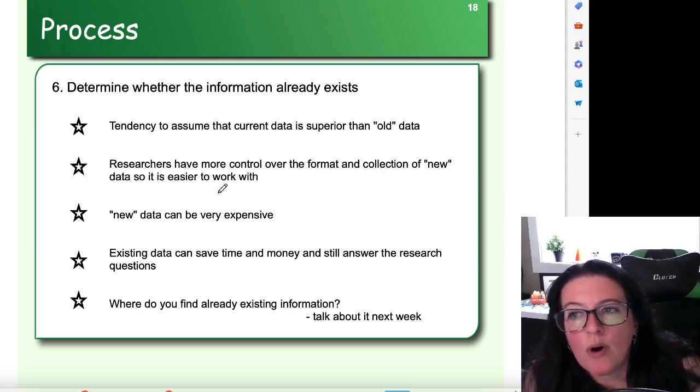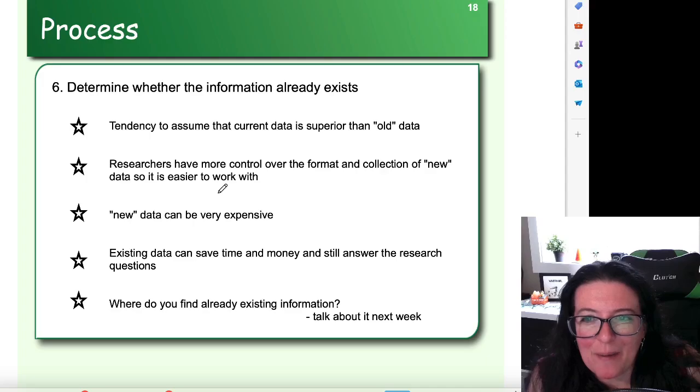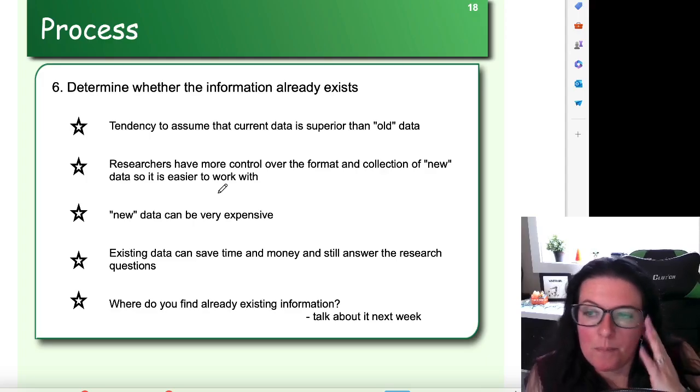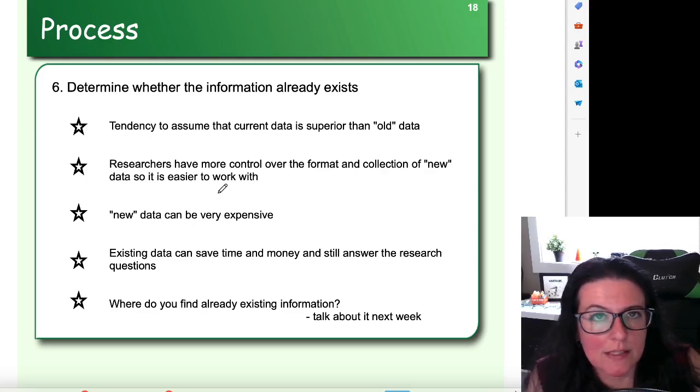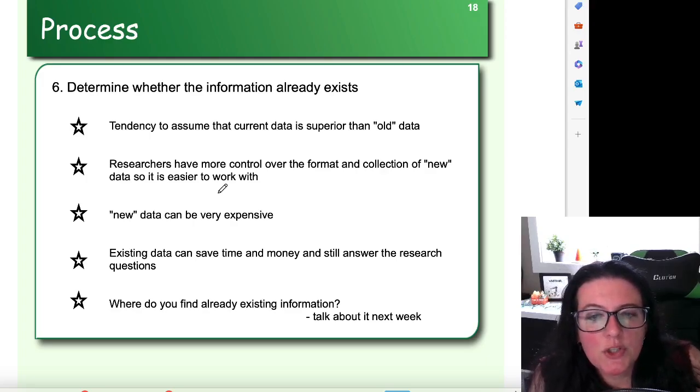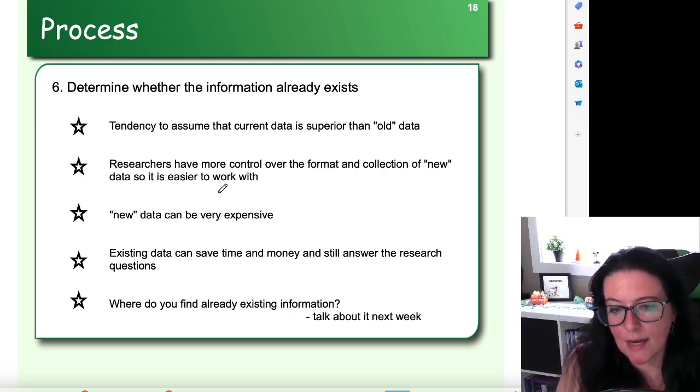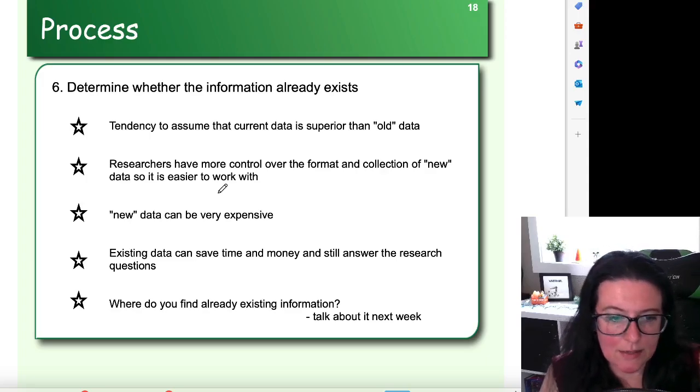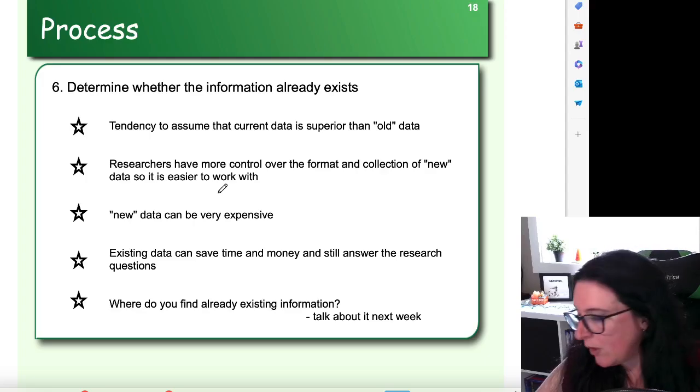Now, of course, we have more control over what information is collected and how it is collected with new data, right? It's much easier to work with for analysis, but there might be a lot of cost savings if you can get by with secondary data that was collected for a different purpose. So the other question is, where do you find already existing information? We'll talk about that when we talk about secondary data analysis in a later video.